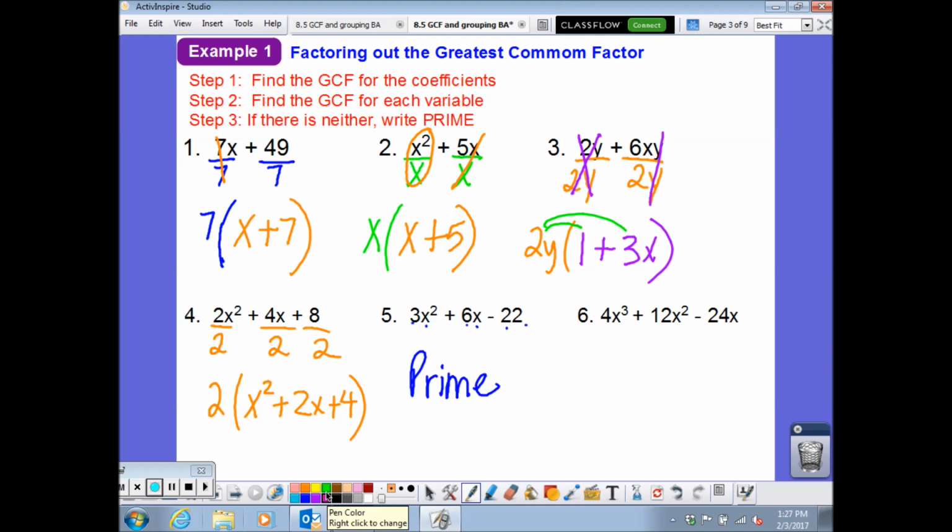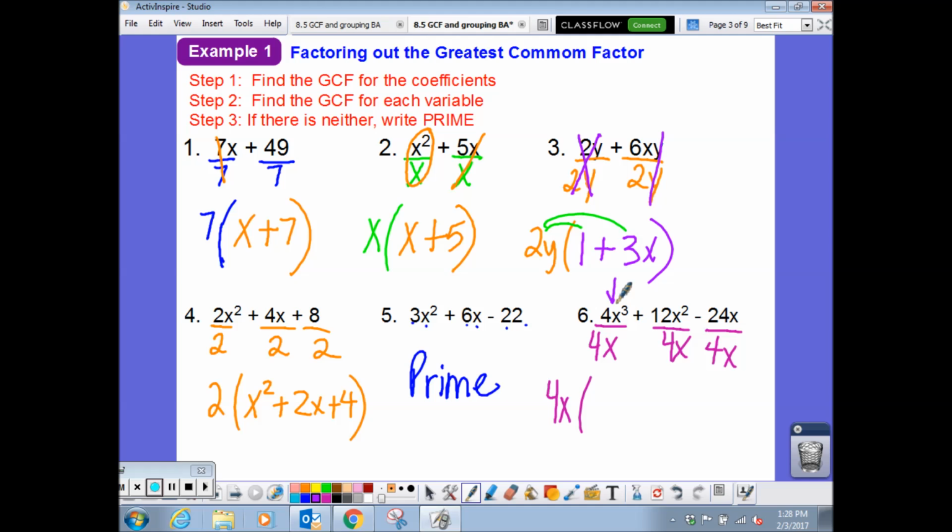Okay, number 6. I'm going to look at the numbers first. 4 goes into all of them. Okay, and just think about it like 2 also goes into all of them, but that's not the greatest. Okay, so from here, I'm going to look at my variables also. They all have an x. Okay, so 4x is my GCF, and now I'm going to write what's left.